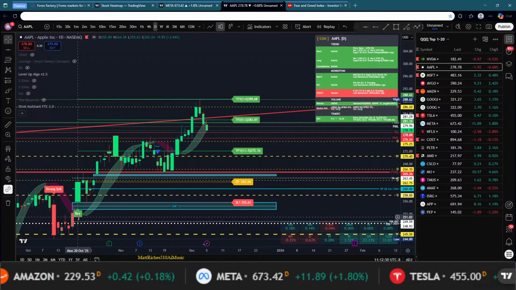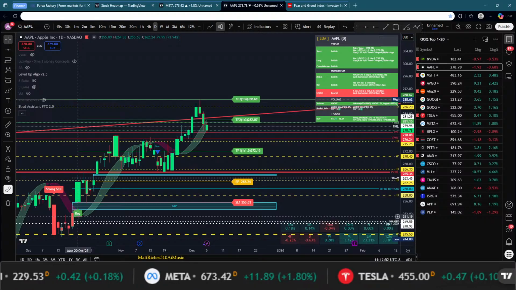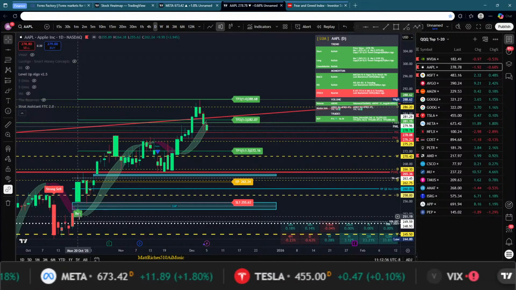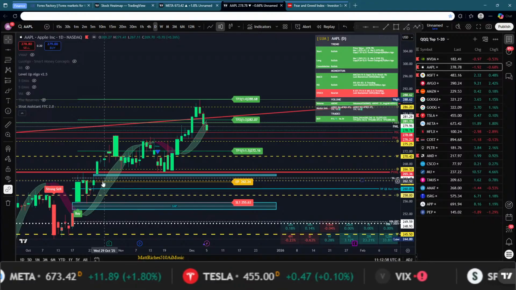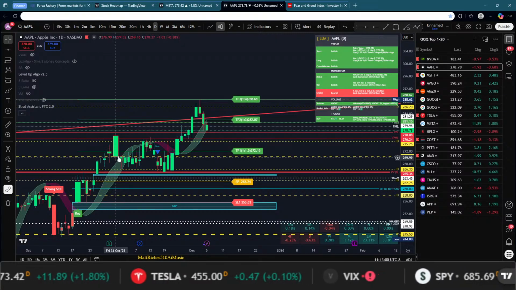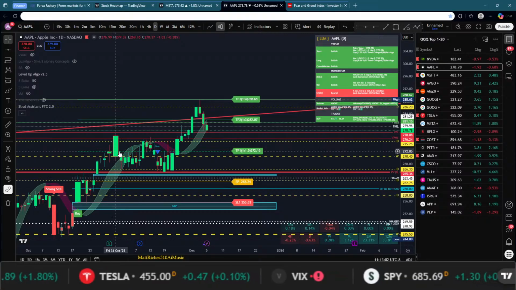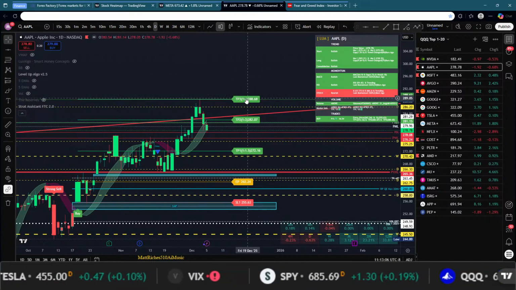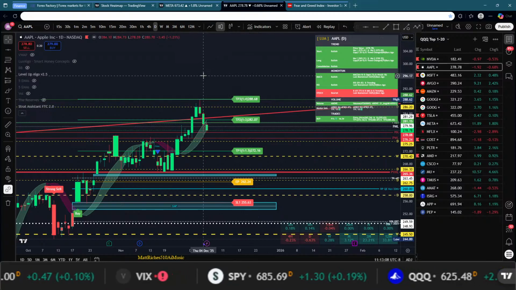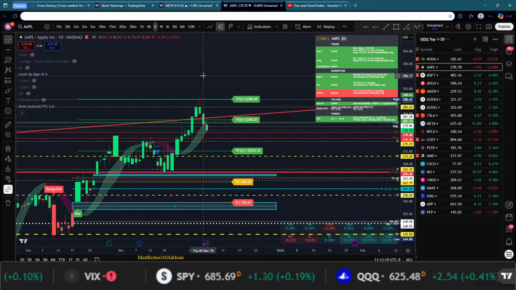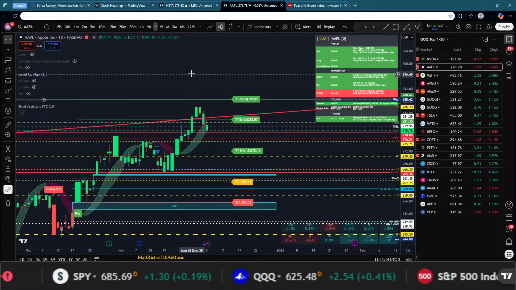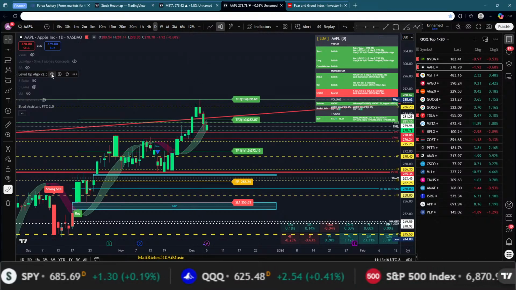Apple's been in a buy since Monday, October 20th. The entry was 262.24, and as you can see, it hit all three take profit levels. So shout out to the algo for that great call, and you would have made a lot of money had you got into this play.